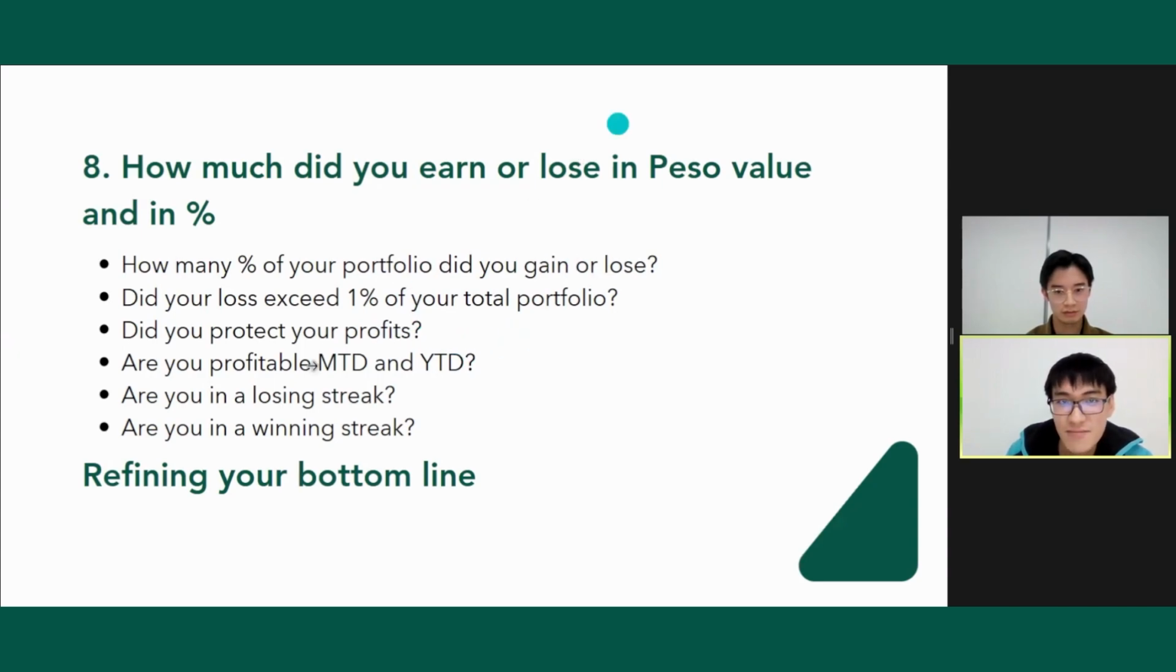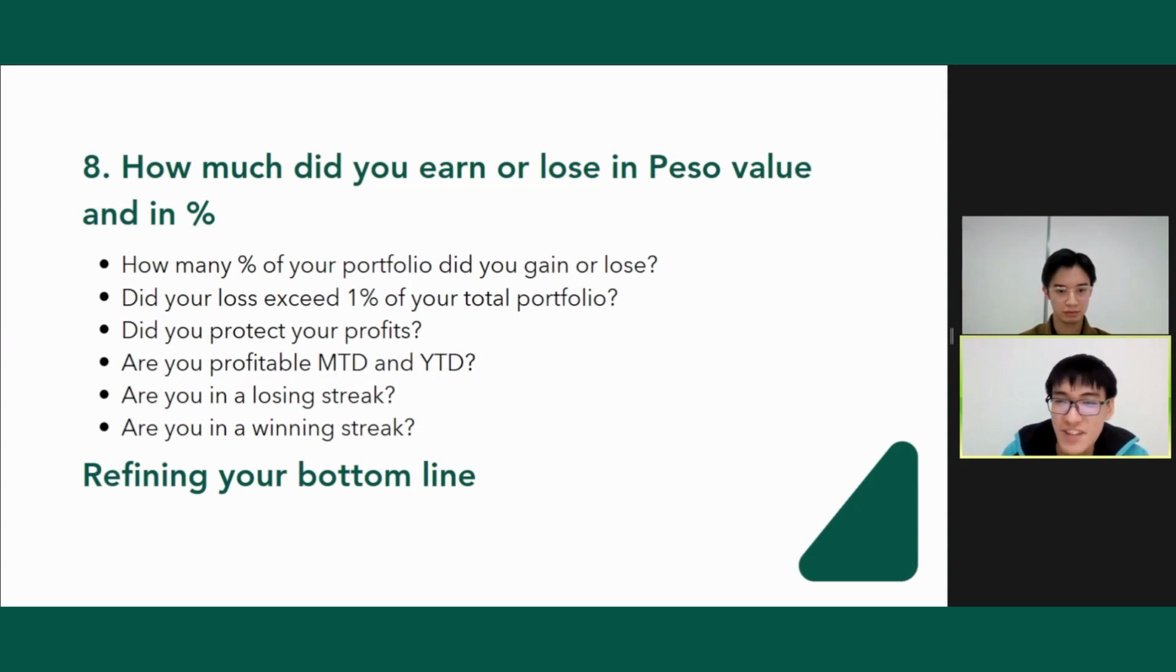Next is, did you protect your profits? There are some trades where, for example, you're already up 50%, but where did you sell? You sold when you were only at a 25% gain. So there's a mismatch, right? You cannot give up too much gains, right?